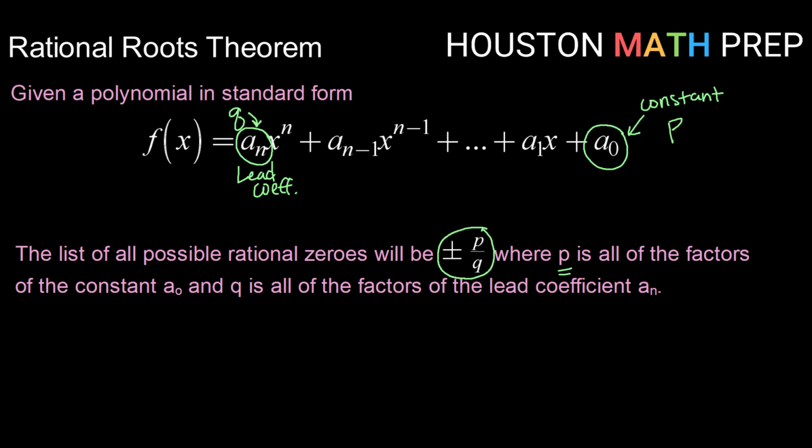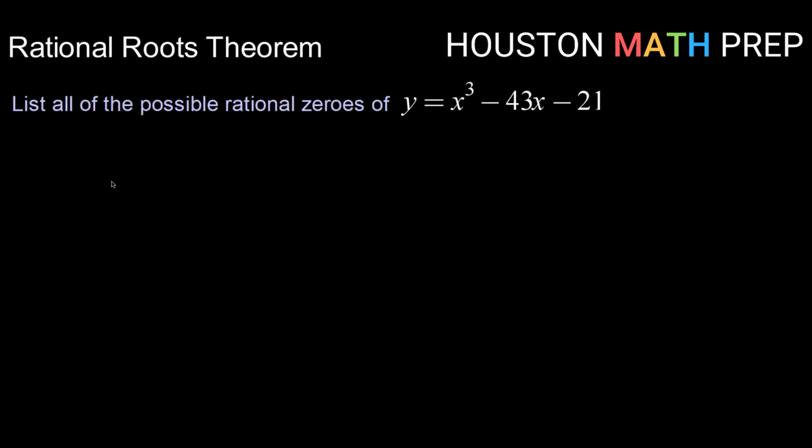Now I know that can feel a little bit like, wait, what? So let's look at an example, and I think it will be pretty clear. So here's an example. Let's list all the possible rational zeros of y equals x cubed minus 43x minus 21. So we are going to find our list by taking plus or minus p over q. Remember that p is our list of factors of our constant.